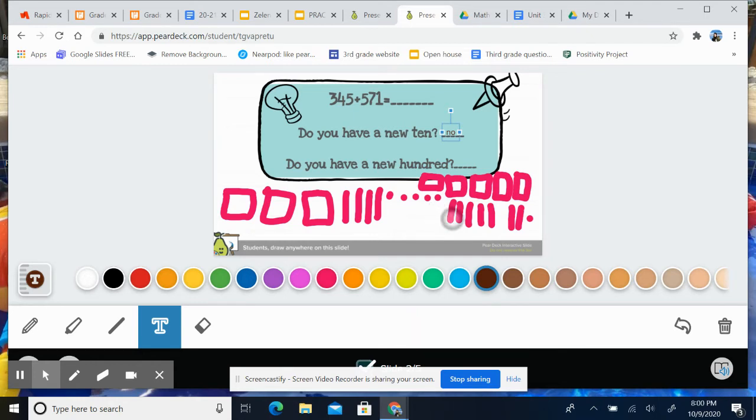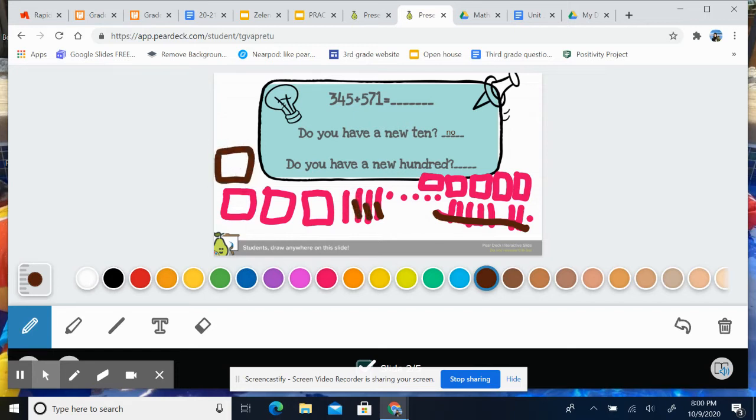So I'm going to cross out these 7 10 sticks. I'm going to try to use another color so it's easier to see. 8, 9, 10, and draw my 100 right away. And I'll make a big deal of it and put an arrow there so I know that that's my new 100.